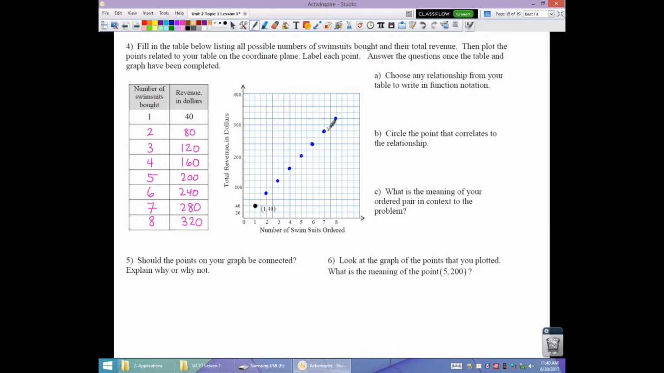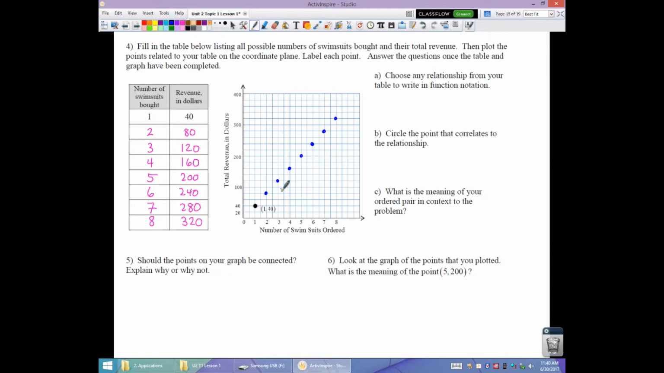That's not an accident or a coincidence or a result of a certain scale. That is because there's a constant rate of change in the revenue. It goes up $40 for every single swimsuit bought. Anytime there is a constant rate of change, your points will be in a line.